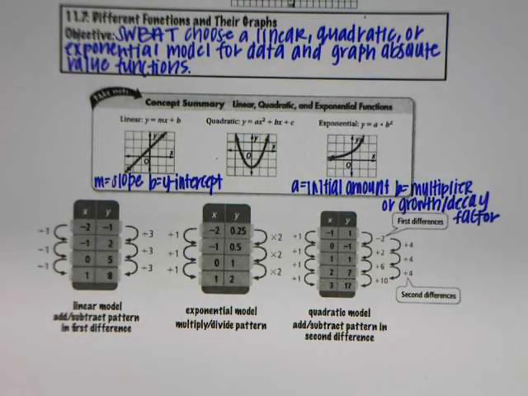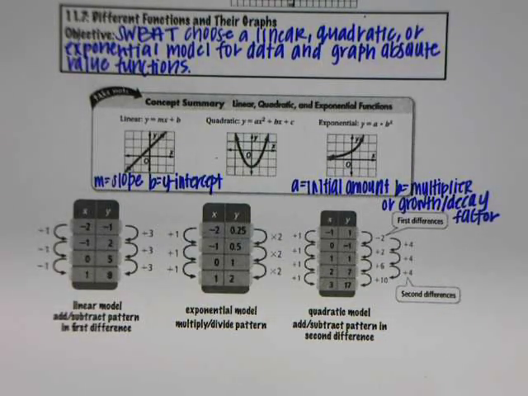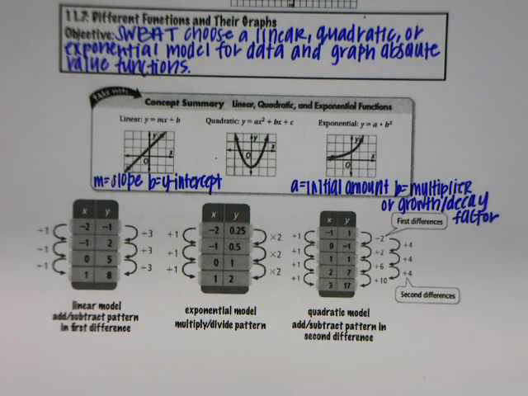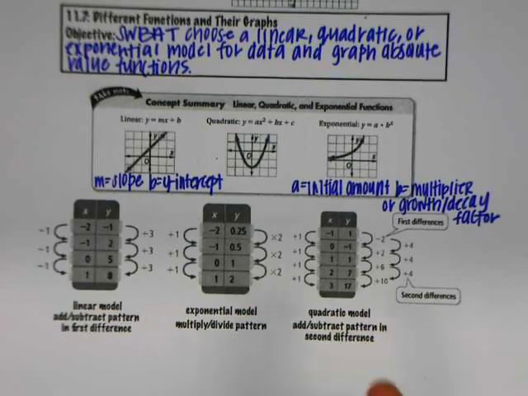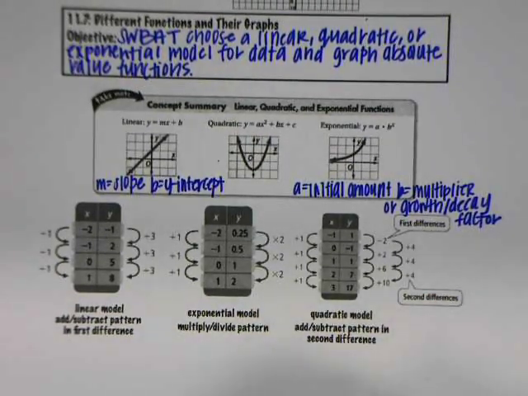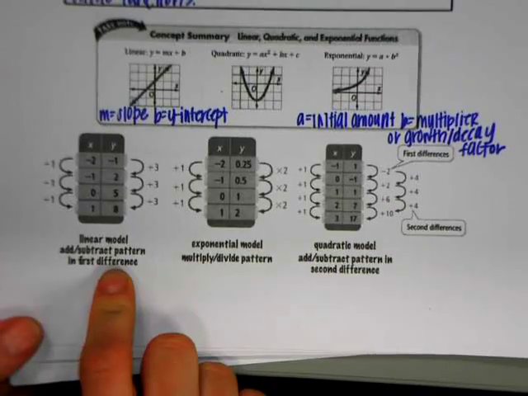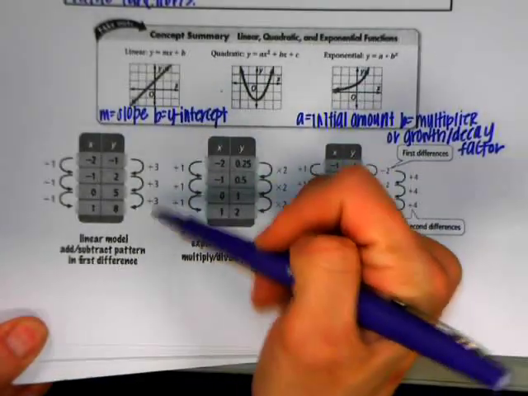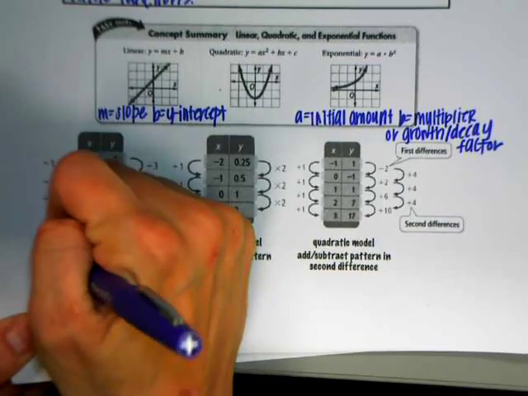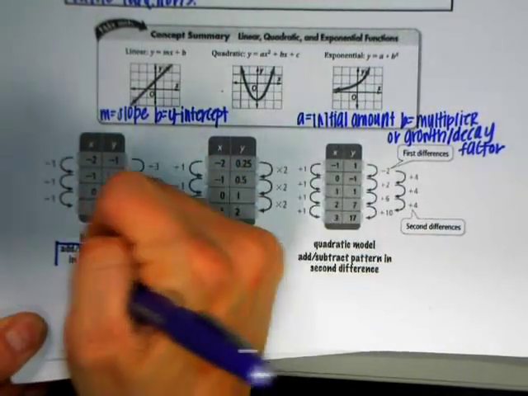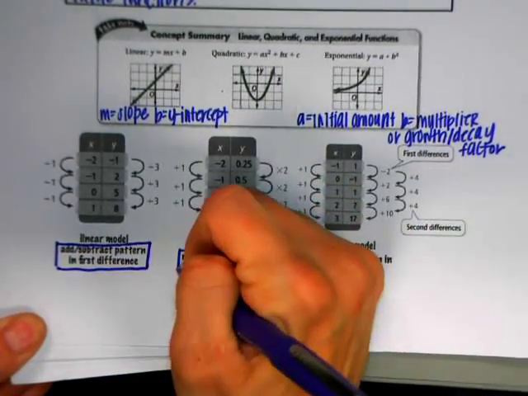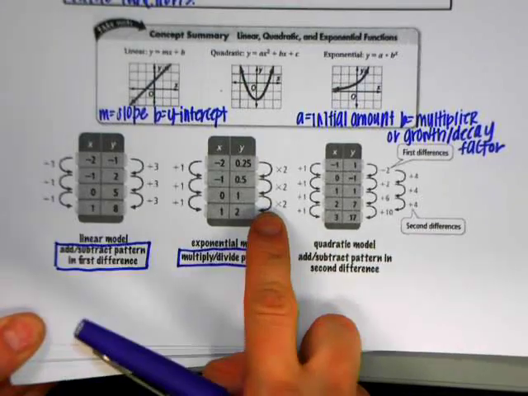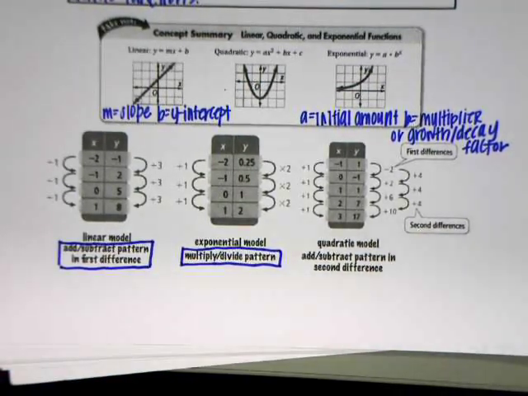Okay, if you have a table and your x's are going up by 1, this tells you how you're going to decide what type of function it is. Typically what we do is we see if it's linear or exponential first, and if it's neither of them, then we just prove that it's quadratic, because quadratic's a little more complicated. So a linear function is going to have an add or subtract pattern that's constant in the y values. So add or subtract pattern in the first difference. Exponential is going to have a multiply or divide pattern, and we always write it in terms of multiplication, so this is like times 2.